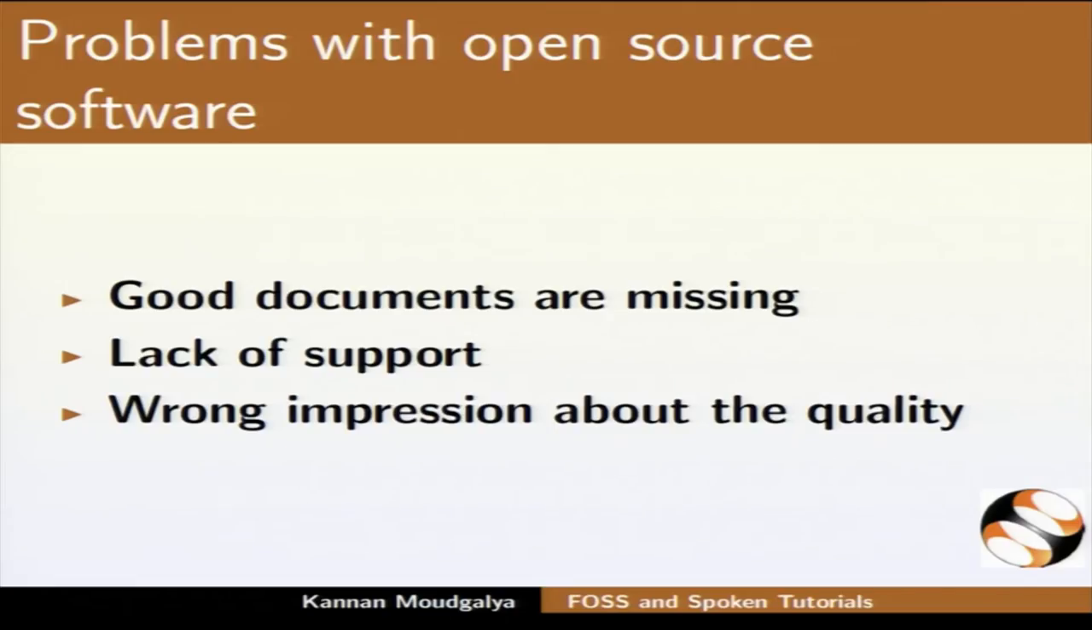Okay, but there are problems with open source software, and this is possibly one reason why people do not use open source software. Good documents are missing, people don't know how to use them, and then there is a lack of support, and a wrong impression about the quality. So, we decided in our project that we would address these three issues. Okay. Now, I am going to explain the procedure that we followed to address these issues using Scilab.